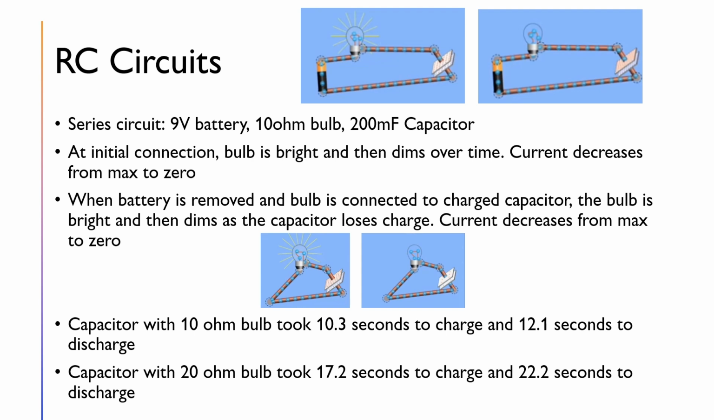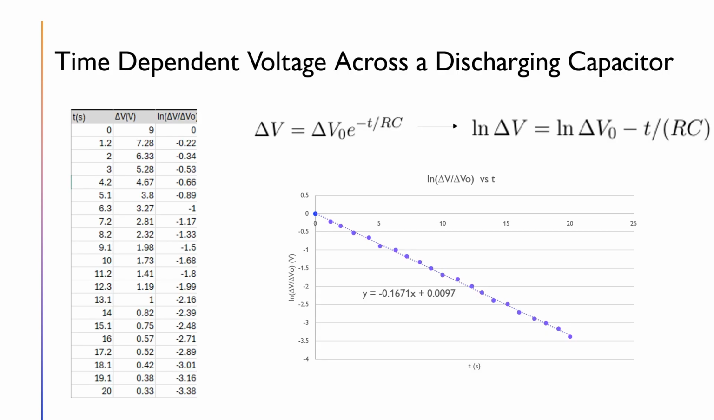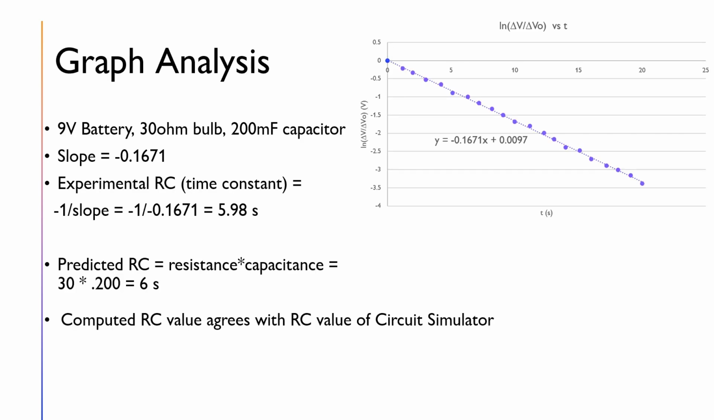The next part of the experiment showed the time-dependent voltage across the discharging capacitor. We have this equation, and then taking the natural log of both sides, we can get an equation by using these values. Plotting the natural log of delta V over V0 gives us this line that's linear. The slope of this graph is negative 0.1671. The reason this is important is that the experimental RC, which is the time constant, is equal to negative 1 over the slope, which is shown here as 5.98.